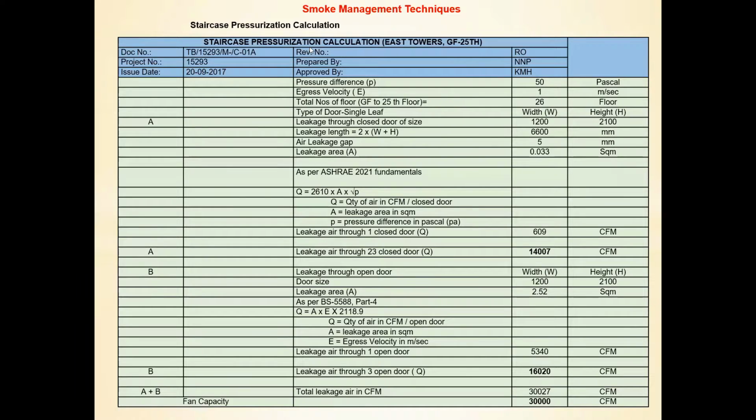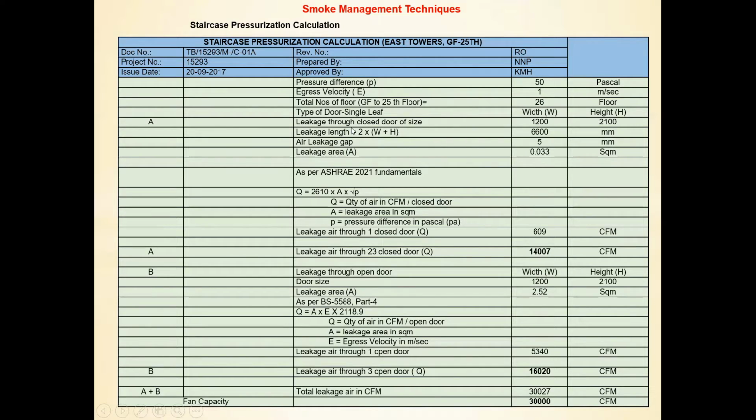So how do we calculate the staircase pressurization? As we saw earlier, we need to maintain a pressure differential of 50 pascal. Egress velocity through an open door should be around 1 meter per second. So if we are considering 26 floors, we have to consider 3 doors open. That means at a time there will be 23 closed doors.